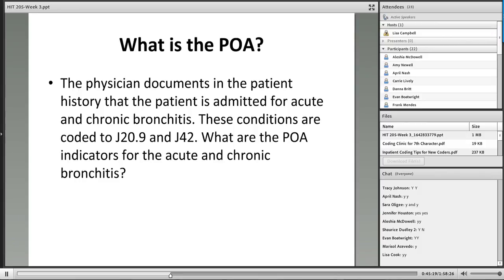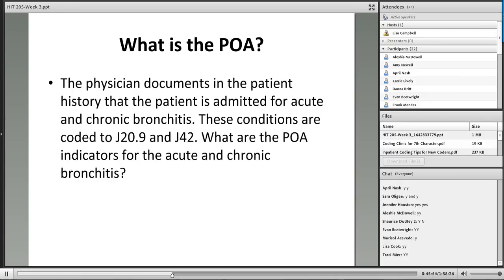So the correct answer is actually yes and yes, because here's the deal. If you have a chronic condition, it's in your body. If you have an acute exacerbation, it's present on admission. So for example, I have asthma. I'm on medication for asthma. I'm not sick right now.